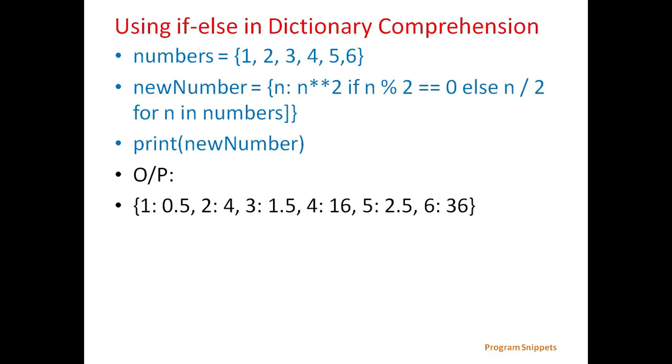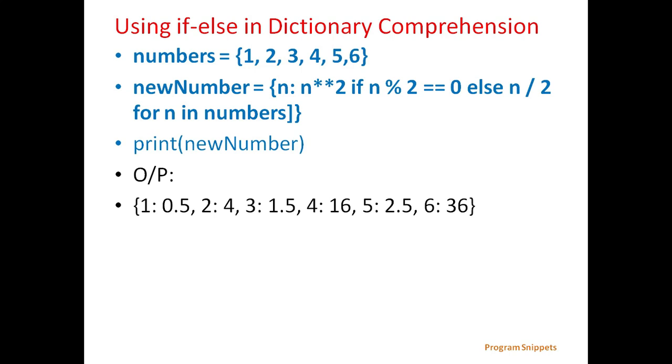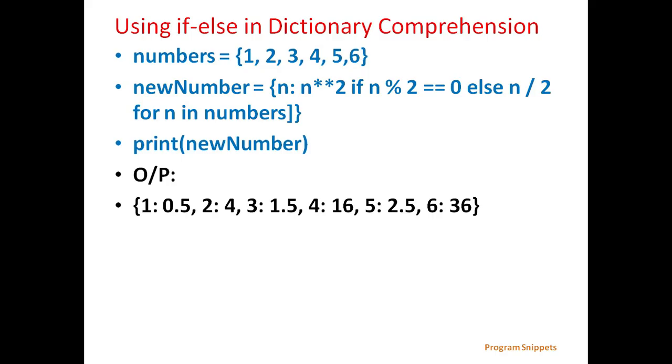We can use if-else statement in dictionary comprehension. For this, first we have defined a list with name numbers as 1, 2, 3, 4, 5, 6 as elements and we will create a new dictionary. If the value is even, we will print the square of the element and if the value is odd, we will divide the element by 2. So when we execute, it will give the output as, for first key it will print 0.5. Since the number is odd, we will divide it by 2. For second key it will print 4. Since the number is even, we will square it. For third key it will print 1.5. Since the number is odd, we will divide it by 2 and so on.